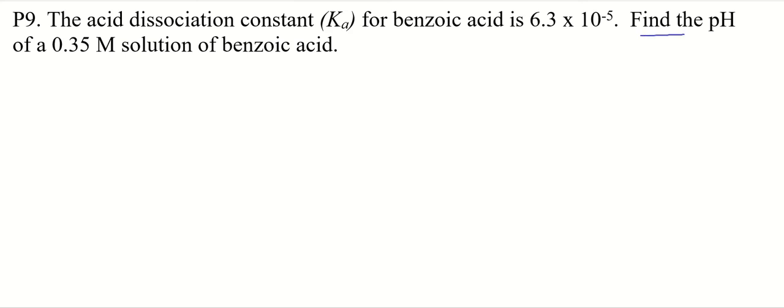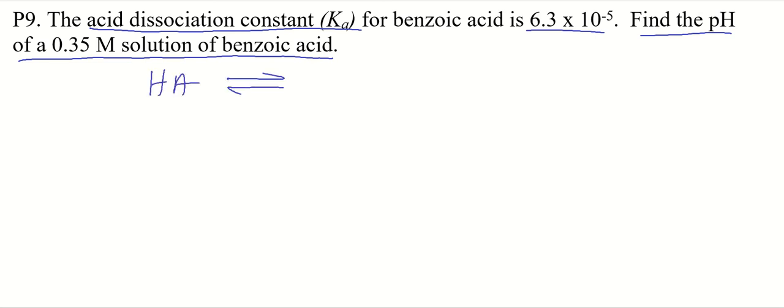Let's find the pH of a 0.35 molar solution of benzoic acid. It's a weak acid, and we're given the acid dissociation constant Ka of 6.3 times 10 to the negative 5. So we can express this dissociation of benzoic acid, a weak acid, as HA reaching an equilibrium with the production of hydrogen ions and its conjugate base.